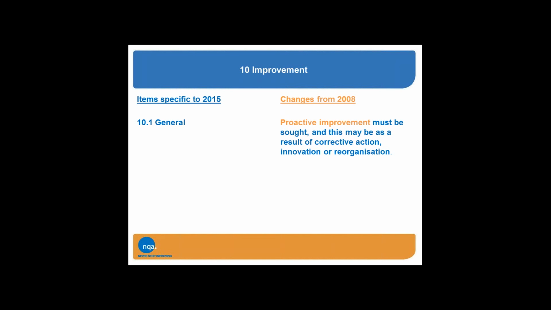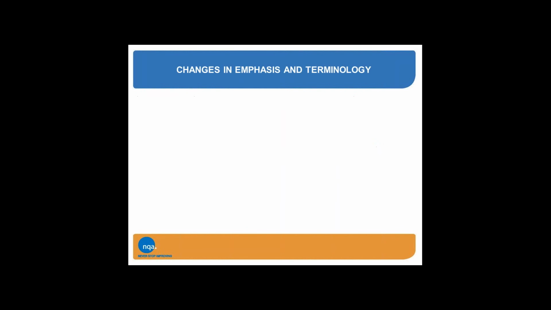Innovation, bright ideas people have had, or reorganization. A reorganization may take place in order to bring about or help bring about improvements. So that 10.1 is really emphasizing the need to be proactive in seeking improvements. So again, it's interesting that the quality profession has seen a need, recognized a need to introduce that. And as I've already mentioned, the explicit requirement for a preventive action procedure has gone.